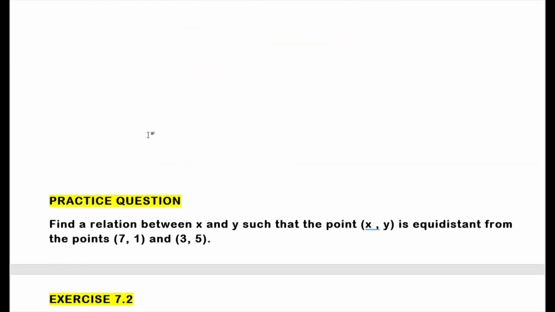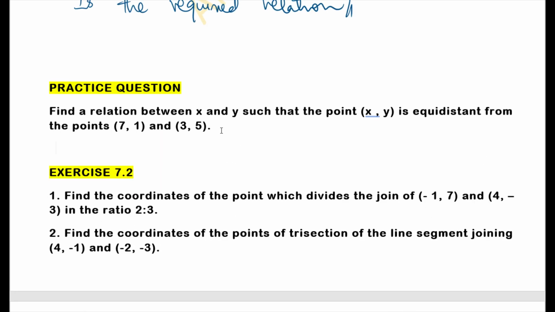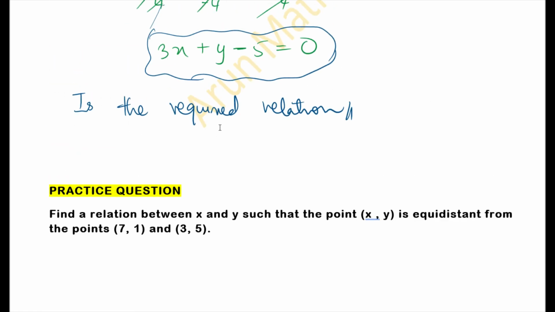Students, a practice question for you. In the next video, we'll learn the section formula and problems related to it, which is very important from the examination point of view. A simple question for you to practice: find the relationship between x and y such that the point x comma y is equidistant from the points 7 comma 1 and 3 comma 5. Students, solve this by using the same concept.